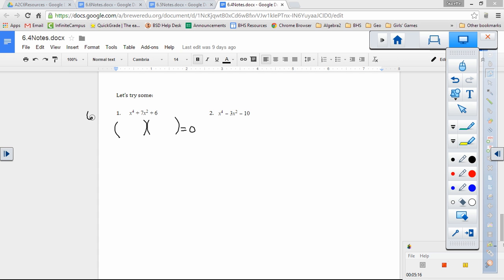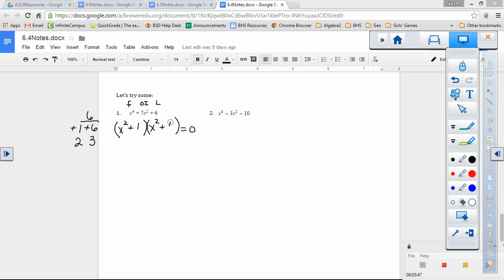I need the factors of 6: 1 and 6, 2 and 3. Again, think first, last, and then the combined outside and inside. So how do I get an x to the 4th by multiplying two things together? X squared times x squared gives me x to the 4th. Now, which factors of 6 are we going to use to get a positive 7? I would say positive 1 and positive 6 added together gives me positive 7.